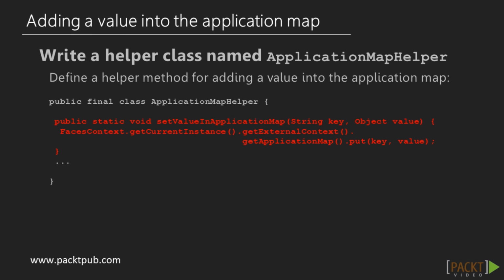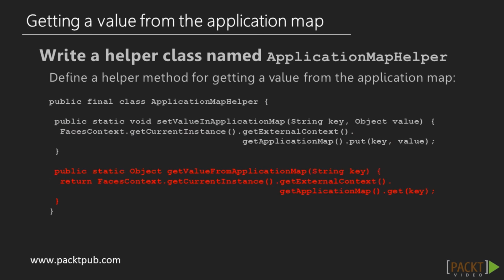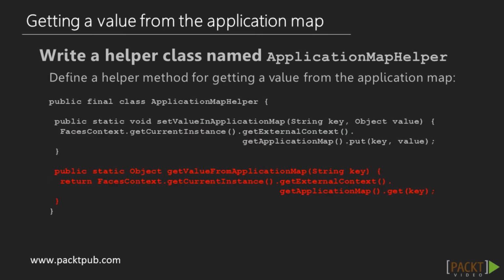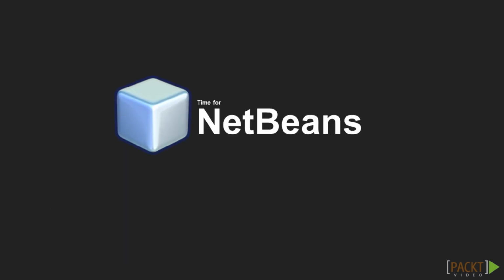So first, we need to define a helper class that provides two static methods, one for adding a value into the application map and one for getting a value from the application map. In order to add a value into the application map, we simply call getApplicationMap and use the put method to add the desired value under a key that we will use later to access this value. Further, based on the same getApplicationMap, we can obtain a value by key via the get method. Now that our helper class is complete, we can test it.